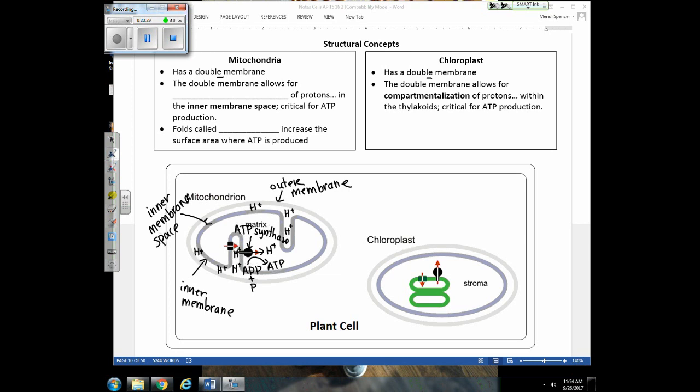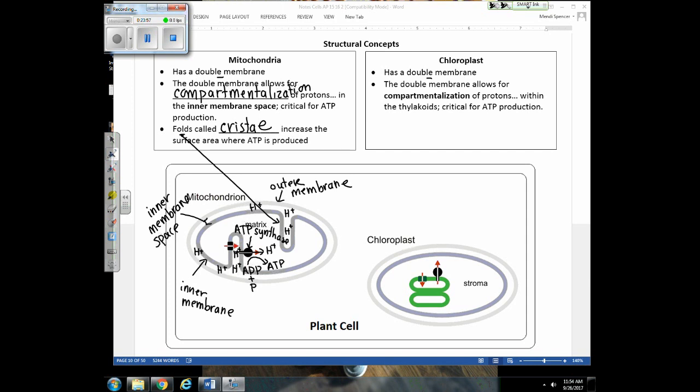So let's add, the double membrane allows for the compartmentalization and the concentration of proteins. Now you can see here that we have some folds. You see them right here in that inner membrane. We know that folds increase surface areas where reactions can take place, and specifically the folds in the mitochondria are called the cristae.